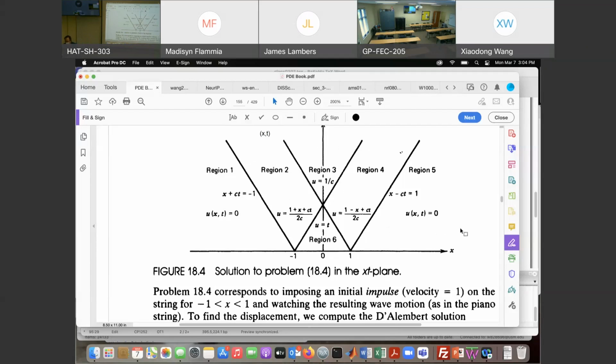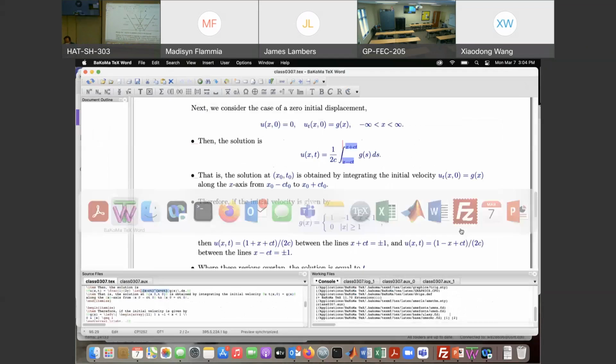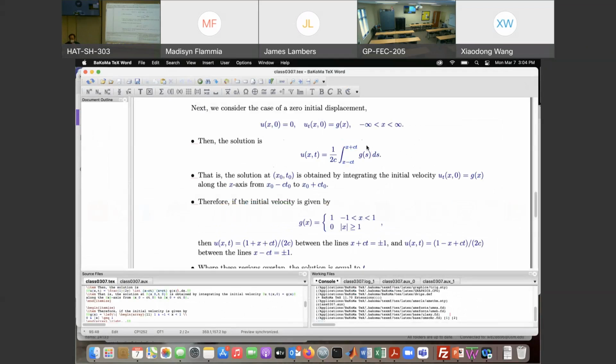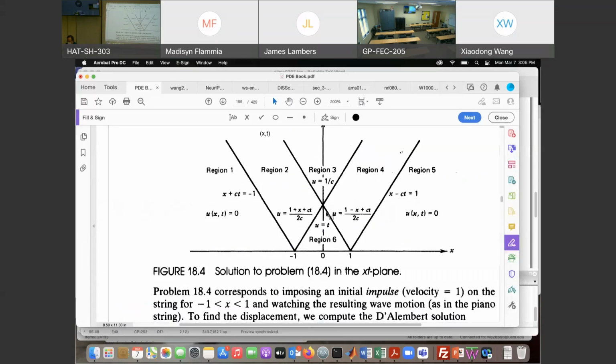So in general, you are integrating from x minus ct to x plus ct, but you have to modify these limits if g happens to be 0 in a portion of this interval. There are questions about how these kind of solution formulas were arrived at.